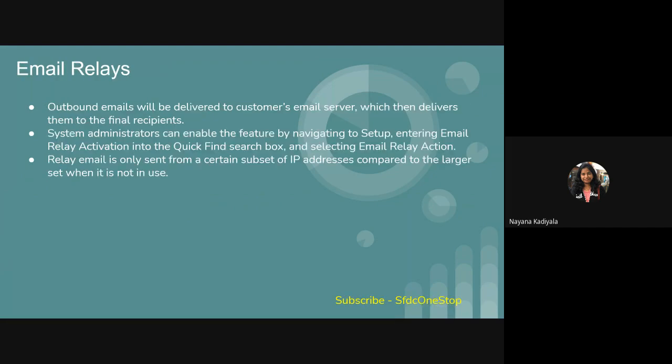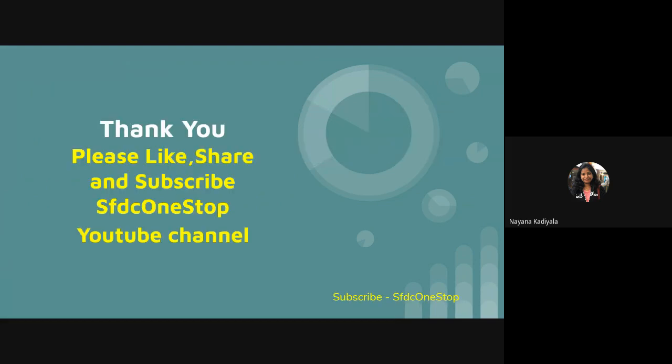This is what I was discussing earlier as well. Email relay is nothing but emails triggered from Salesforce being sent from the customer's email server. Just to keep in mind, from a compliance standpoint, we configure email relay. As I said, email is only sent from a certain subset of IP addresses, which in this case are 4 IP addresses from which emails are triggered for email relay.